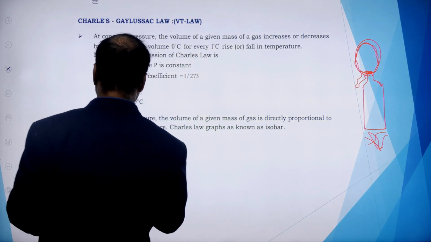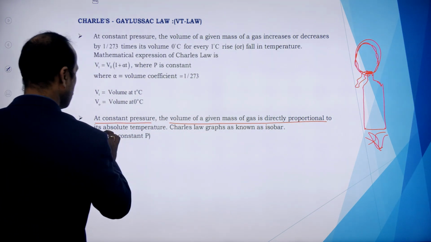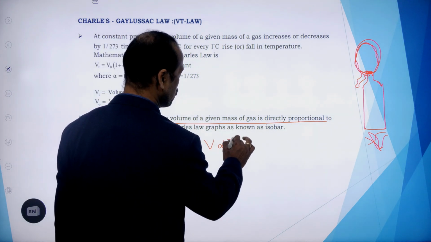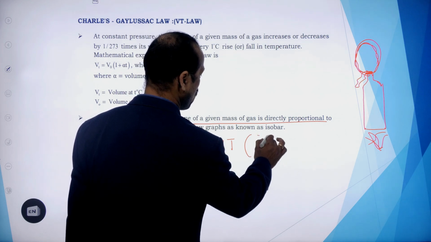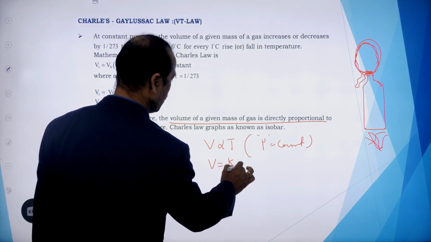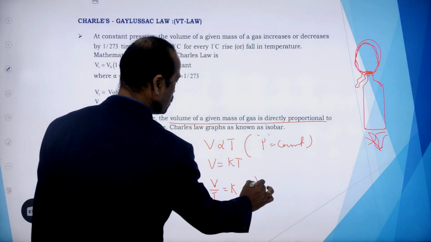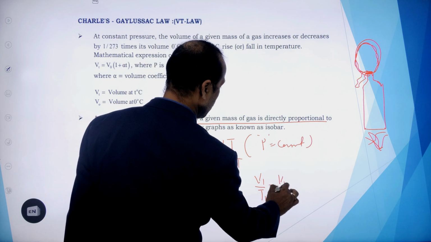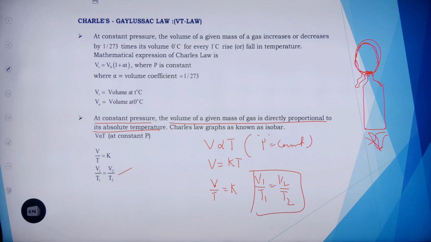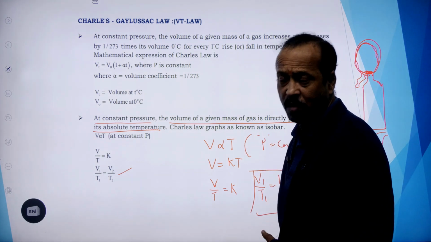Charles's law, at a constant pressure, so pressure should be kept constant: the volume of a given mass of a gas is directly proportional to its absolute temperature. The meaning is, V is directly proportional to T when the pressure is constant. So we can write V is equal to K into T. If you bring T here, V by T is equal to K. If you put the conditions, V1 by T1 is equal to V2 by T2. This is the formula we get. So this is about Charles's law. As the temperature increases, volume increases. But how much does volume increase?